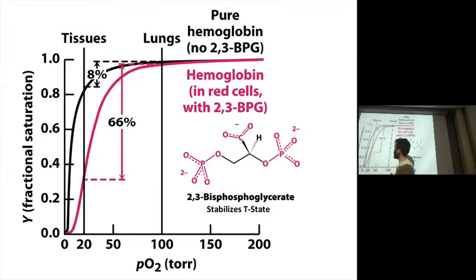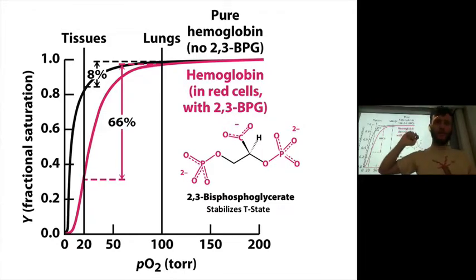And if you were to compare the exercise concentration of oxygen, so that's 20 millimeters of mercury, right? That's pretty much the maximal demand, barring an emergency, that your body's going to have. In the tissues it would be maybe down to 20. Going all the way up to the 100 at the lungs, pure hemoglobin only offloads about 8% of its oxygen.